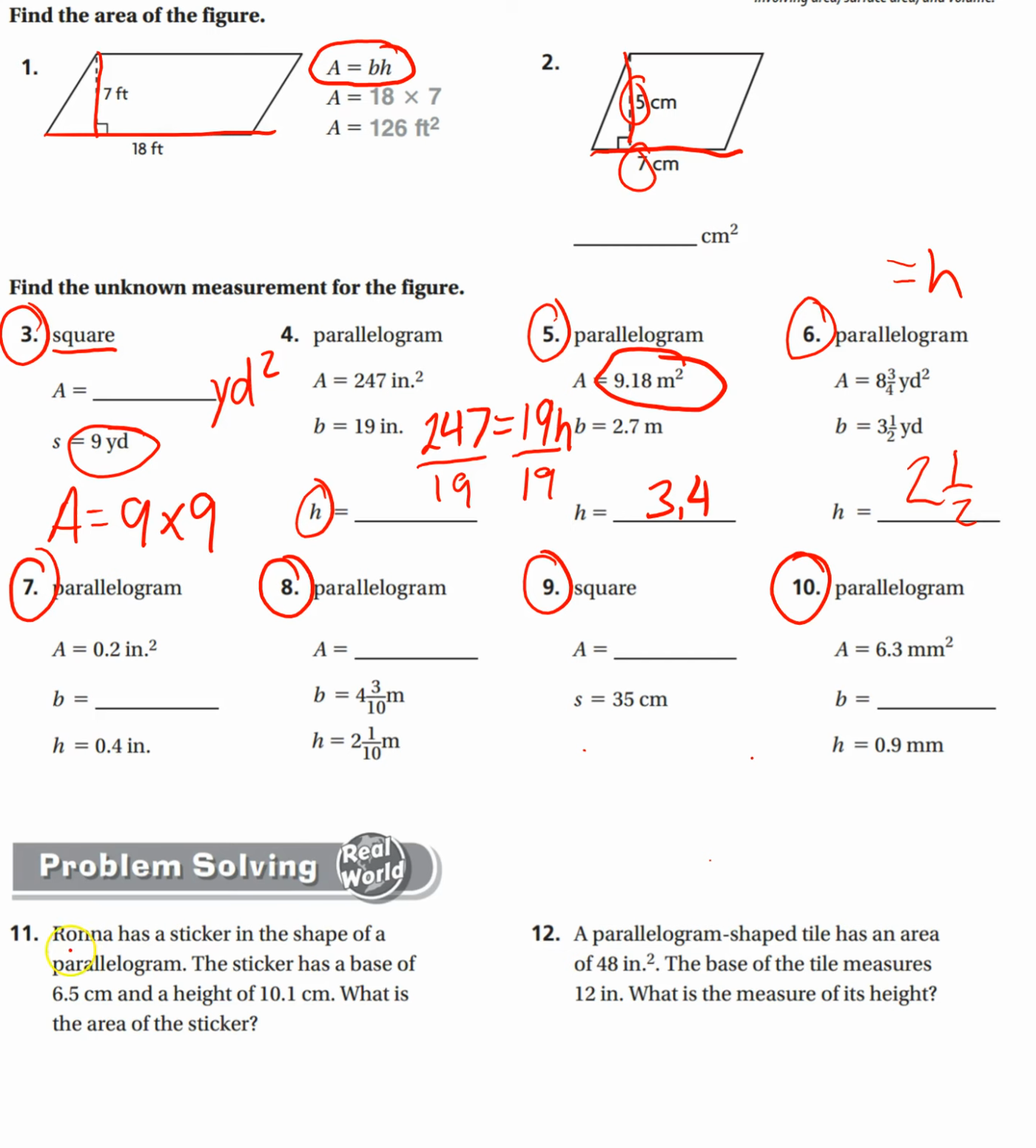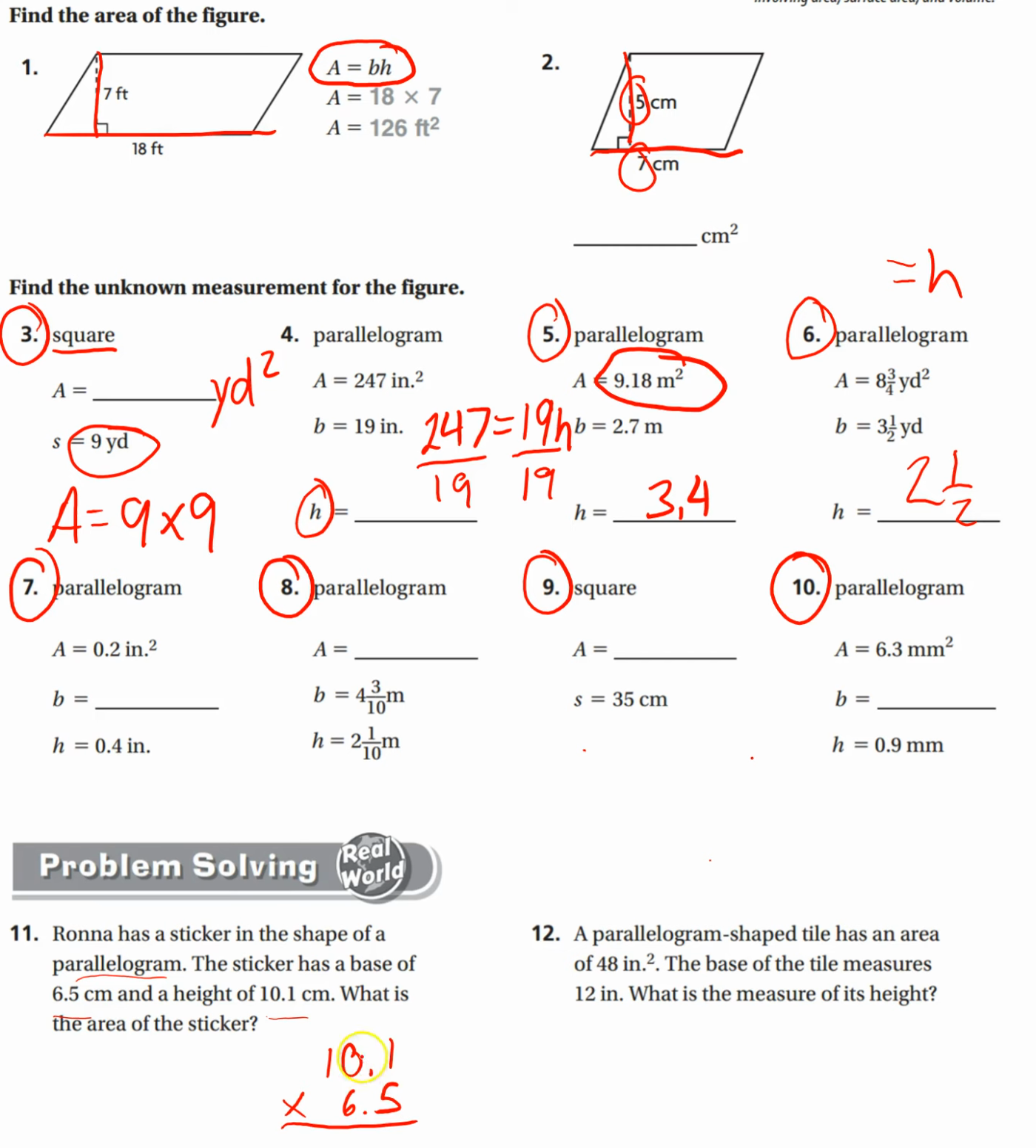Okay, number 11. Rana has a sticker in the shape of a parallelogram. The sticker has a base, height. What is the area? So we're just multiplying. 10.1 times 6.5. I'm going to let you do that on your own. But again, if you need additional help, you can raise your hand.